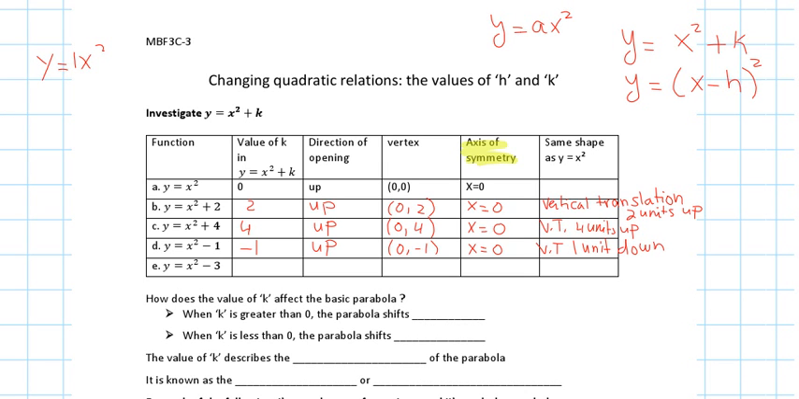Okay, and then the last one, k is negative 3. Direction of opening still up. The vertex is 0, negative 3. The axis of symmetry does not change. And it's a vertical translation, 3 units down. Are we okay with this? Any questions?